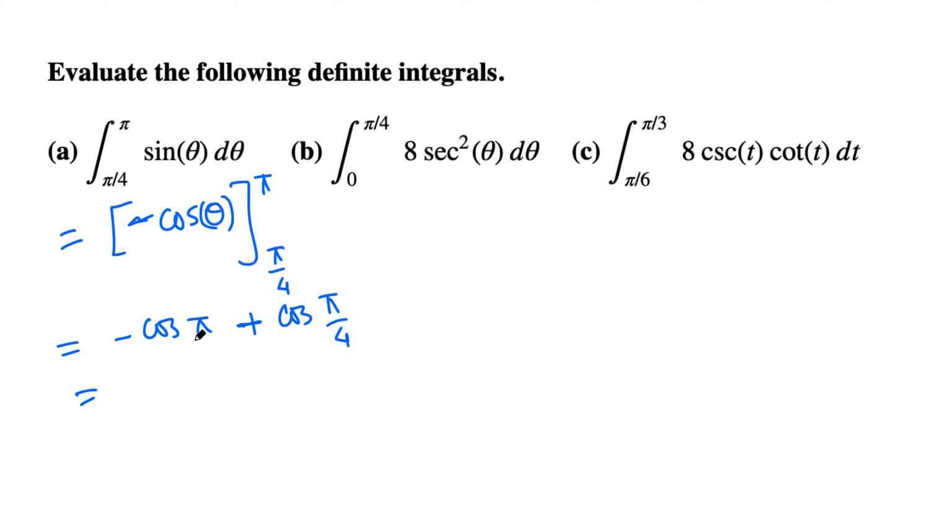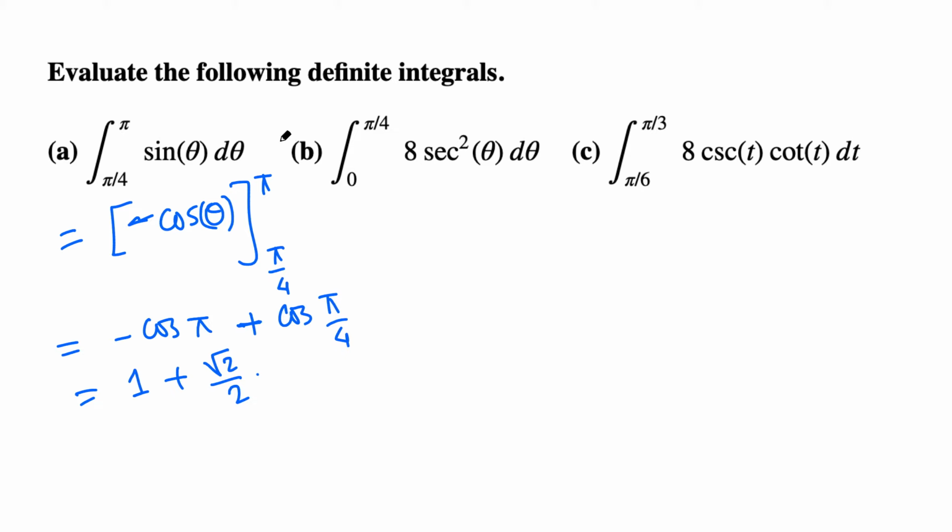Now cosine pi, you can check in your calculator or from the unit circle. Cosine 180 degrees, that's negative 1, minus negative 1, just 1, plus cosine pi over 4, that's 45 degrees. Cosine pi over 4 from the unit circle is root 2 over 2. So 1 plus root 2 over 2. These are unlike terms, so we don't have to combine, just leave it there.